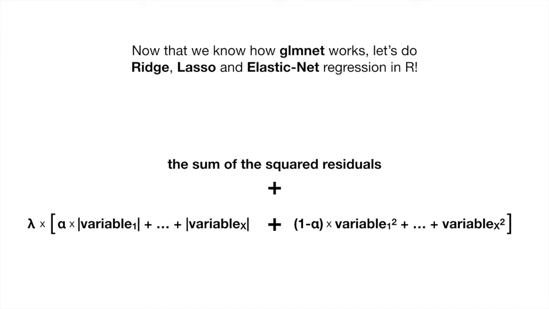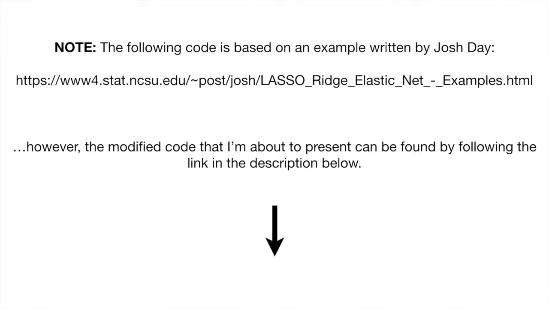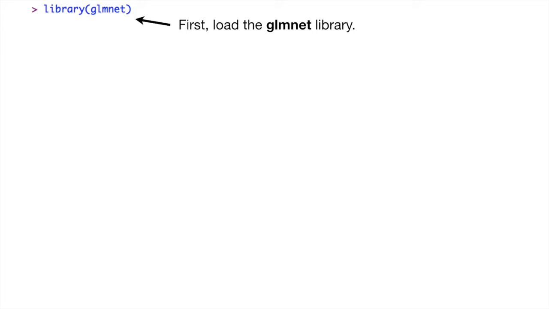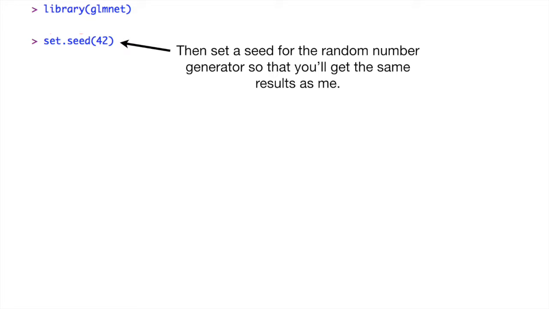Now that we know how GLMnet works, let's do Ridge, Lasso, and Elastic-Net regression in R. Note: the following code is based on an example written by Josh Day. However, the modified code that I'm about to present can be found by following the link in the description below. First, load the GLMnet library. Then set a seed for the random number generator so that you'll get the same results as me.